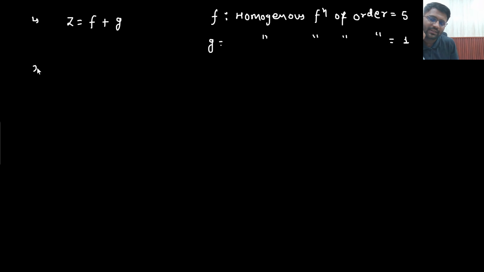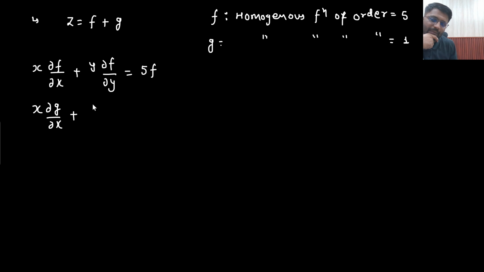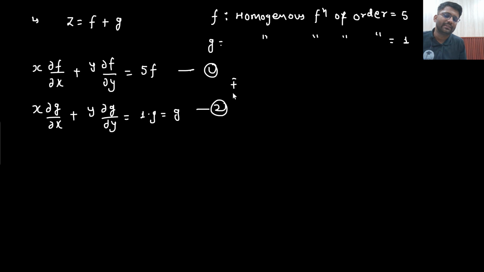What does that mean? That means x del f by del x plus y del f by del y will be equal to 5 into f. Along with that, x del g by del x plus y del g by del y will be equal to 1 into g, or you can call it g. This is equation 1, this is equation 2. Let's add both of them.